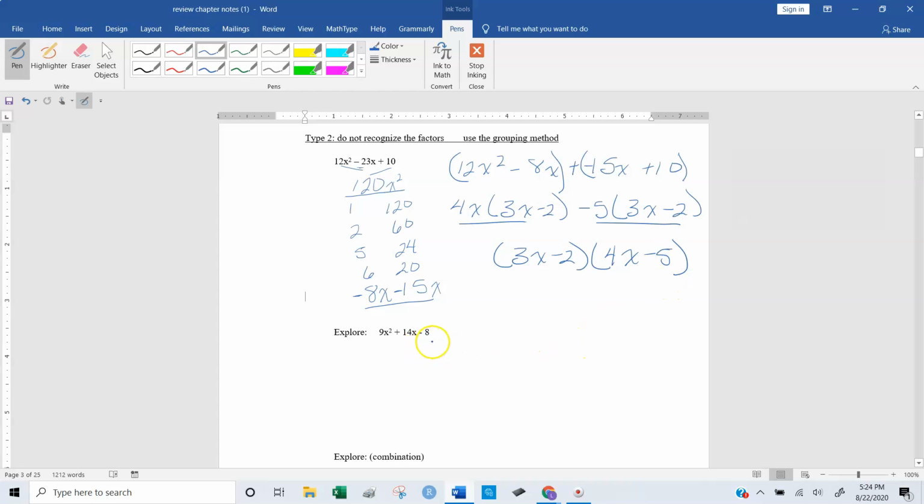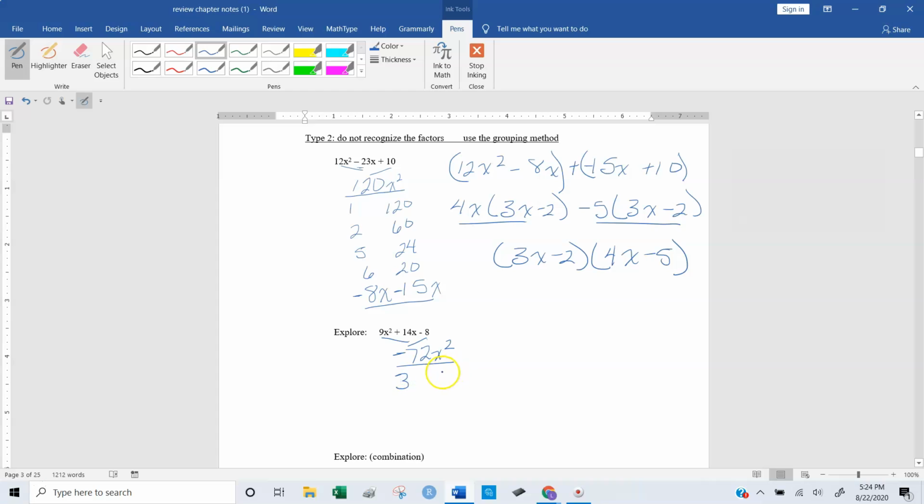Okay, the next one. Again, 9 and 8 do not give you 14. So we have to do a little work here. 9 times 8 is a negative 72x squared. That's very important. So we need factors of 72 that give us 14. Well, let's think about this. 1's not going to work. 2's not going to work. 3 might be close, so let's try that.